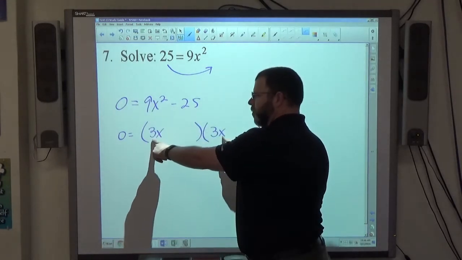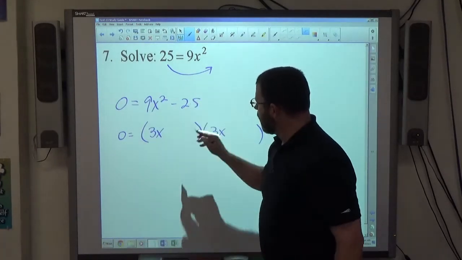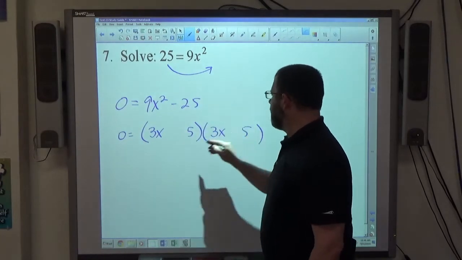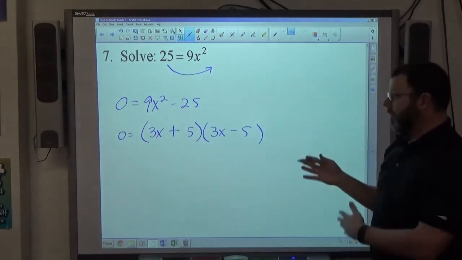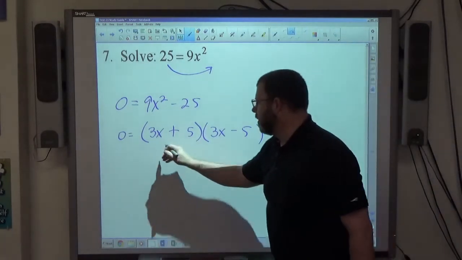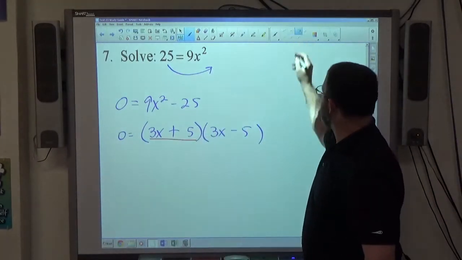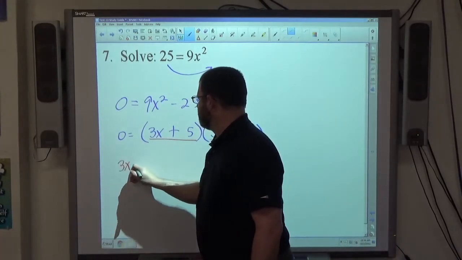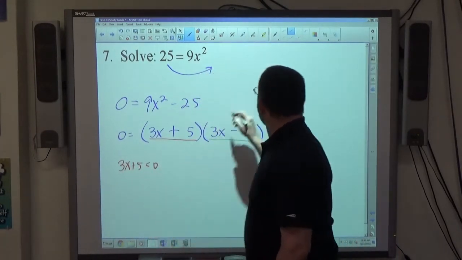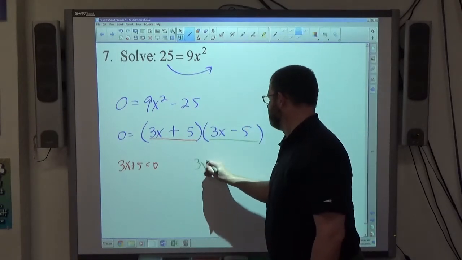9x squared in front, square root 3x, 3x. 25 in back, square root 5 and 5. 25 is negative, so one positive, one negative. At this point, we have factored form equal to 0, so same deal as before. Zero product property. Either factor 1 equals 0, or factor 2 equals 0.